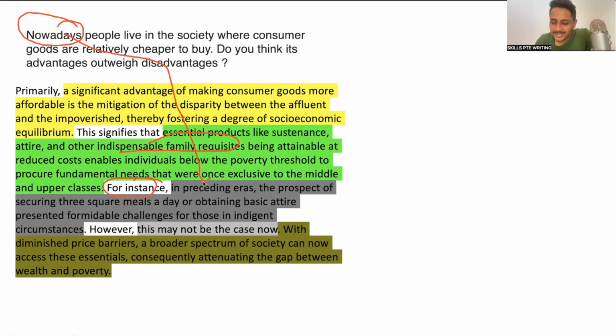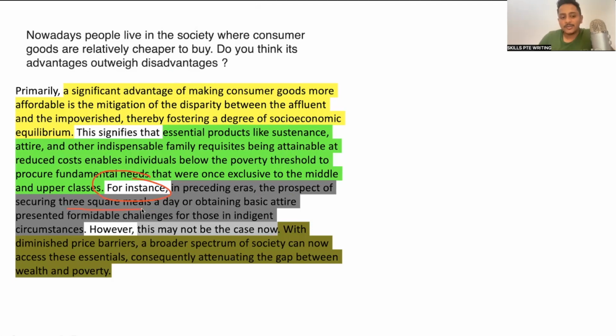In the preceding eras, the probability or the prospect of securing three square meals a day, indispensable family requirements, or obtaining basic attire. Attire means clothes. So what I'm doing, I'm writing the second line, that is the supporting idea. I'm still writing in puzzles. I'm not letting it go. For instance, I'm explaining in detail.